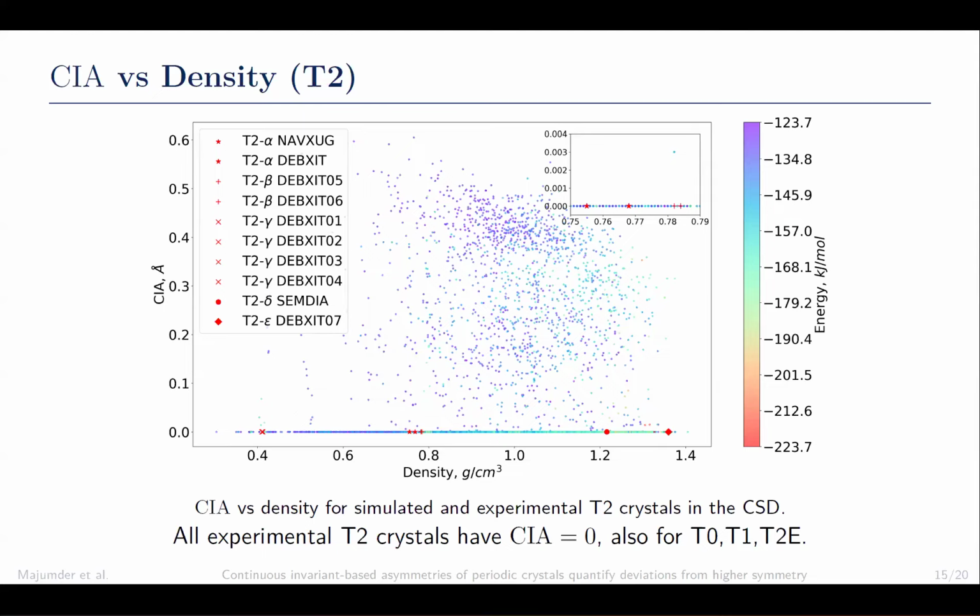This behavior is also zoomed and shown at the top right of the plot. We can also see the apparent independence between CIA and density on this plot. Also for T0, T1, and T2e crystal structures, all of the experimentally obtained crystal structures are perfectly symmetric, having CIA equals 0.